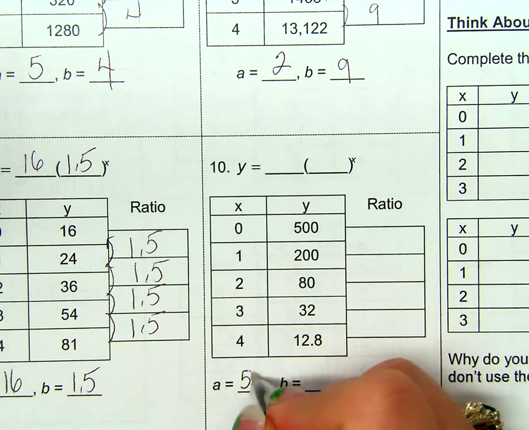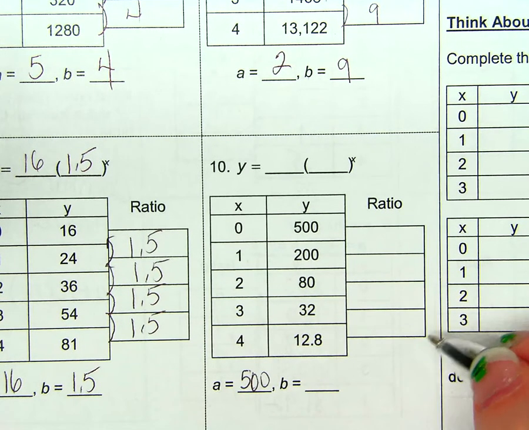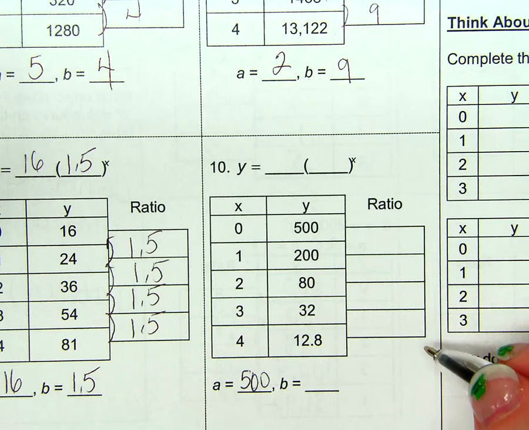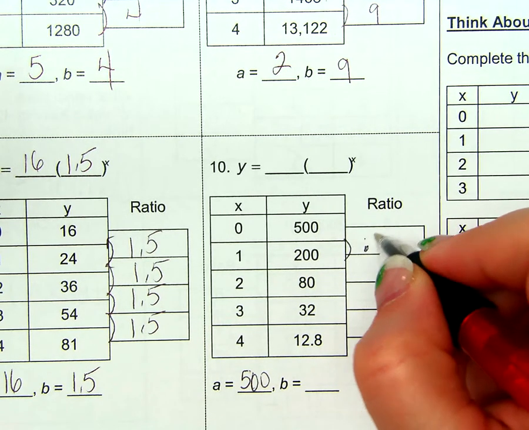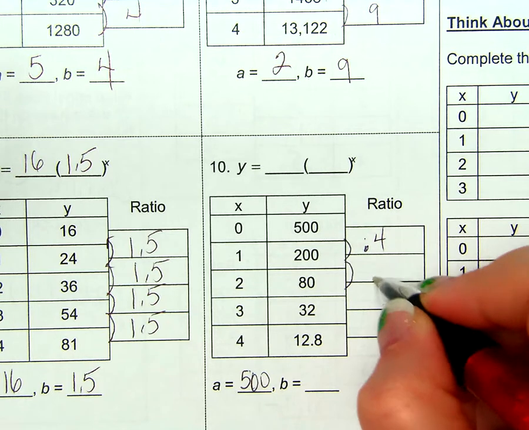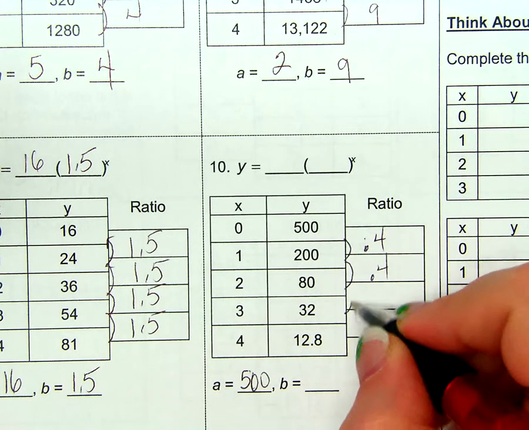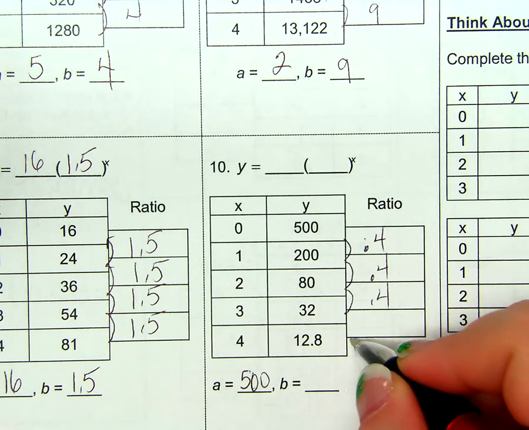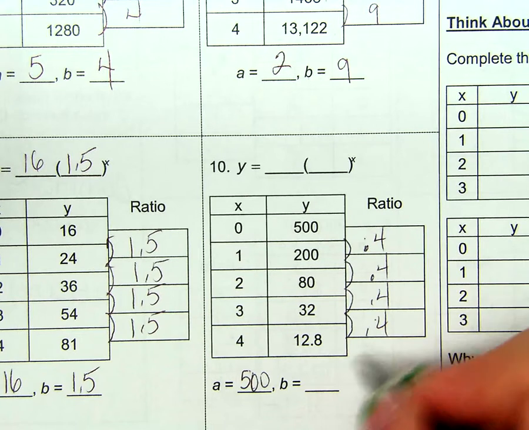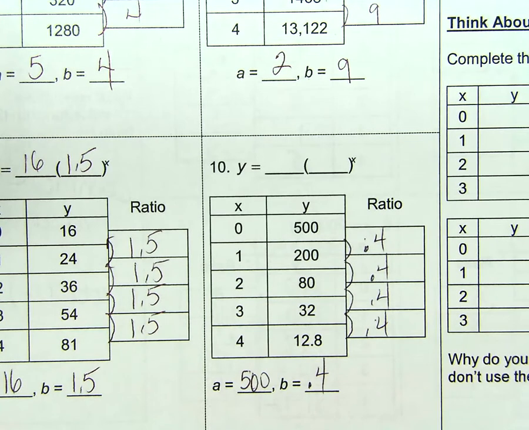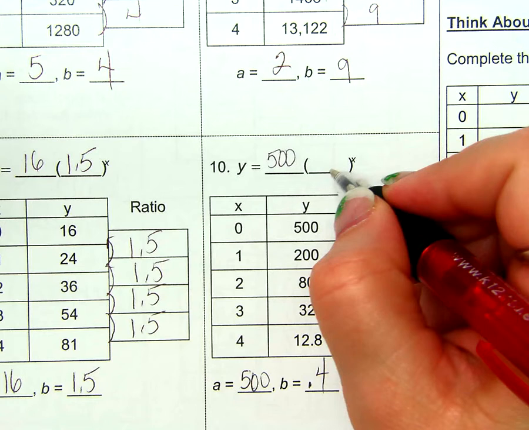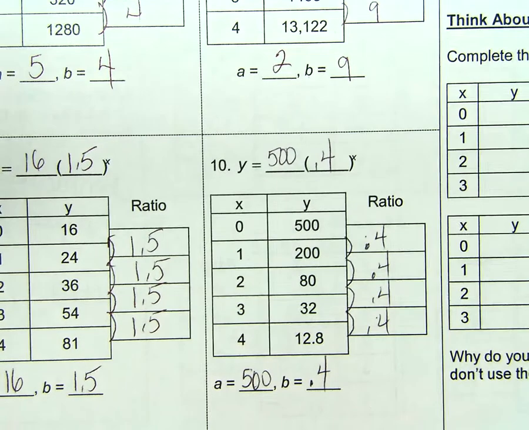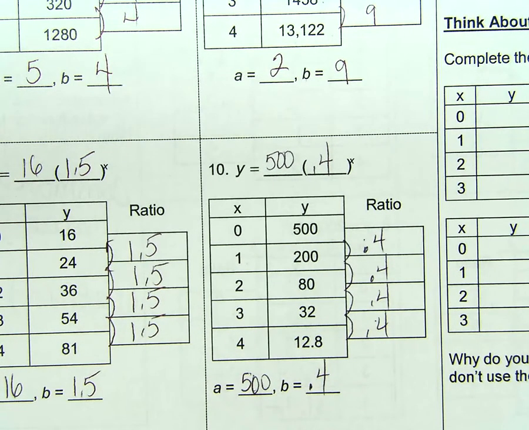A is 500. B is 0.4. How do you know B is 0.4? 200 divided by 500, and 80 divided by 200, 32 divided by 80, and 12.8 divided by 32. So we do know for sure that B is 0.4, which gives us an equation of y equals 500 times 0.4 to the x. Perfect. Confident?